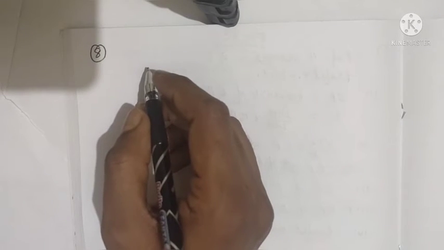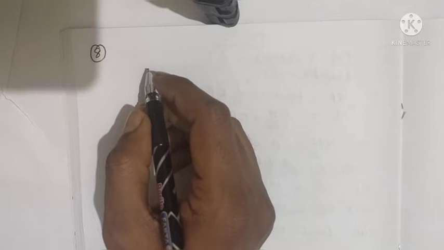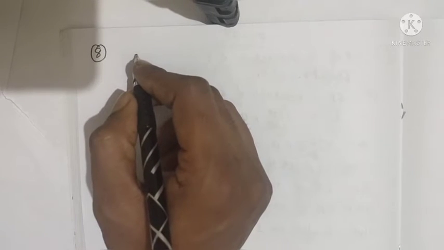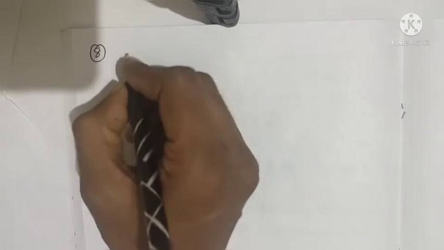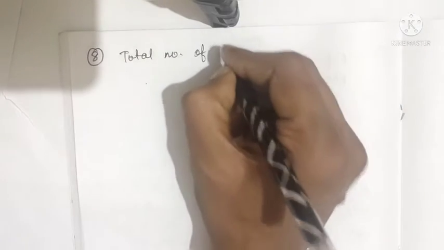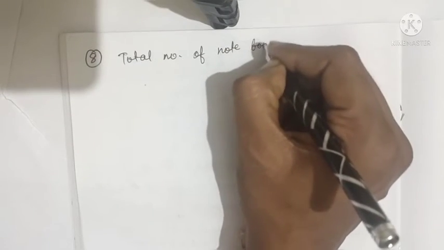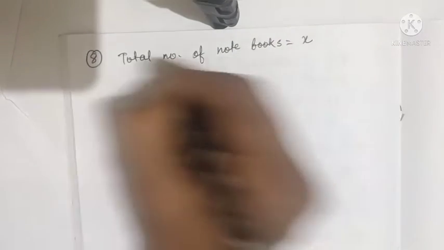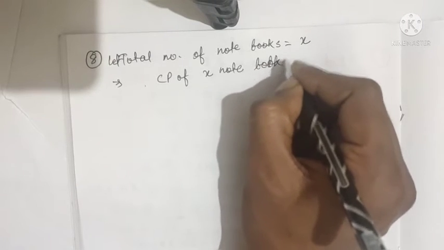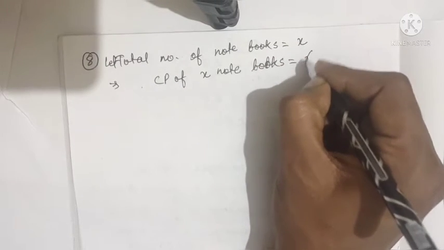Question number 8: Mohan bought a certain number of notebooks for rupees 600. He sold 1 by 4 of them at 5% loss. So let us consider that Mohan bought X number of notebooks for 600. Total number of notebooks bought is equal to X. That implies CP of X notebooks is equal to rupees 600.